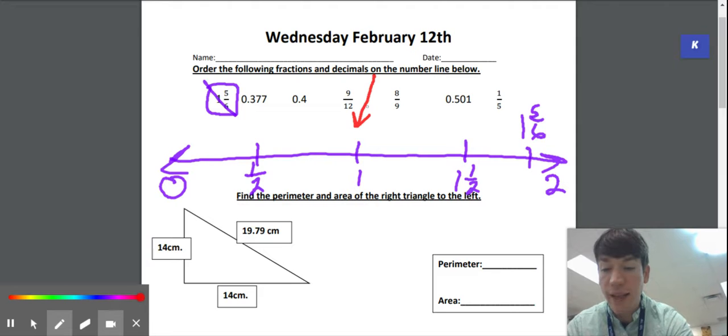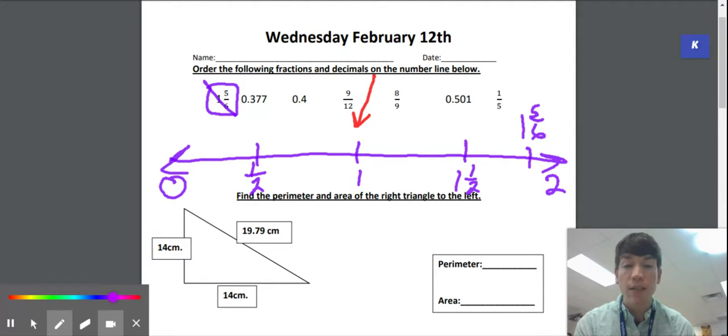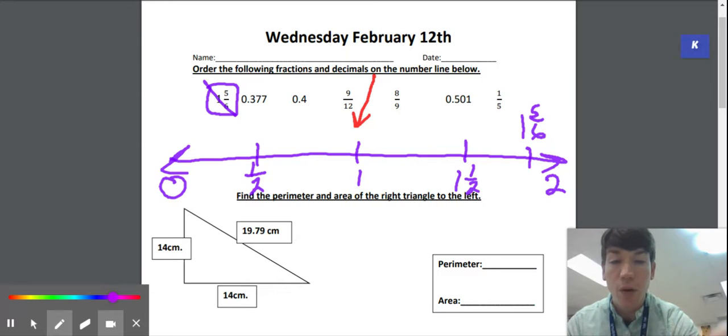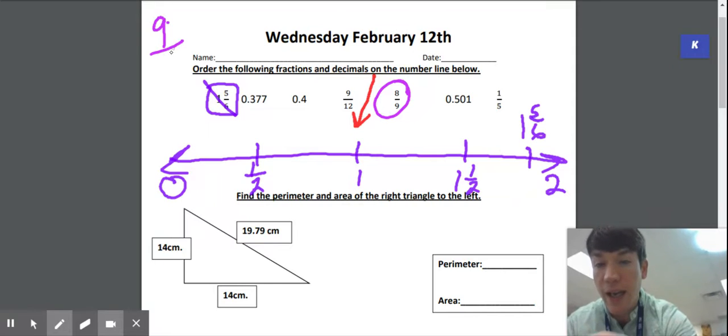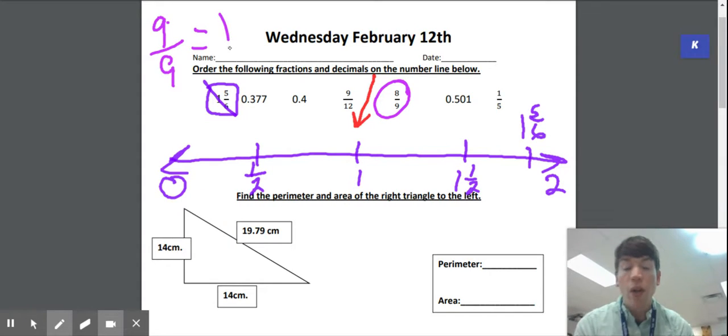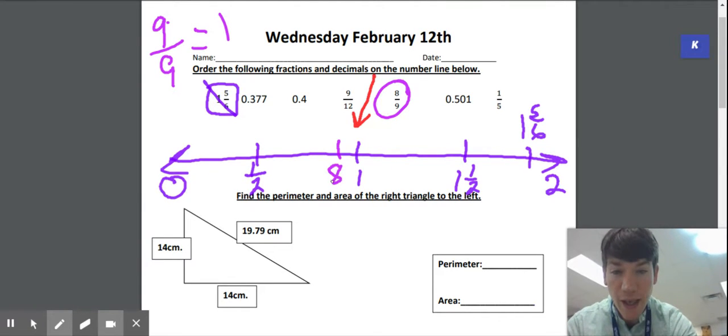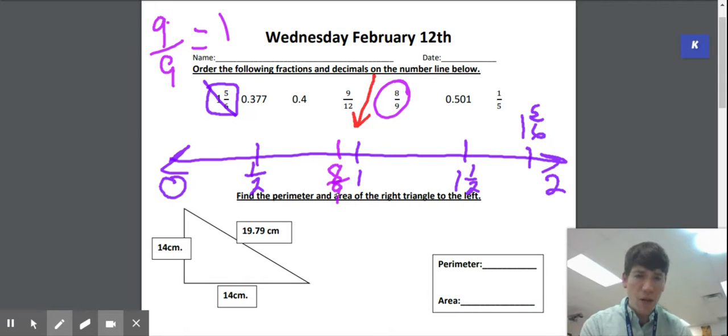So let's say we are looking at, let's do 2. We'll start with 8/9. If I'm looking at 8/9, I know that is not quite a whole because remember it would take 9/9 to make a whole. So we're missing 1/9 from being a whole, but I know it's close to a whole because we're only missing one small piece. So I'm going to say 8/9 is close to a whole there.